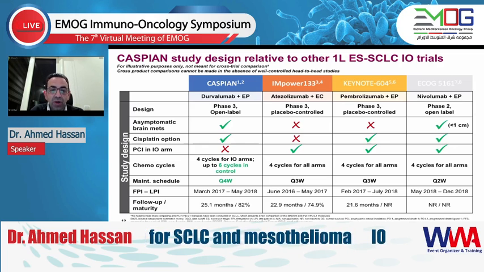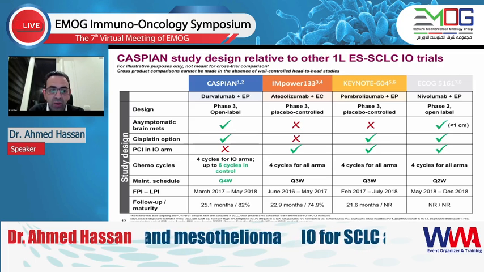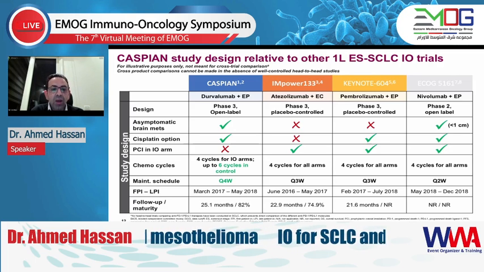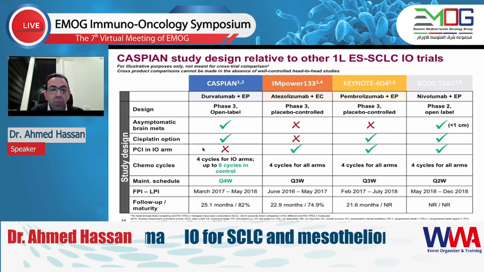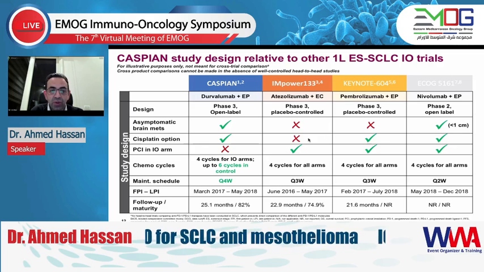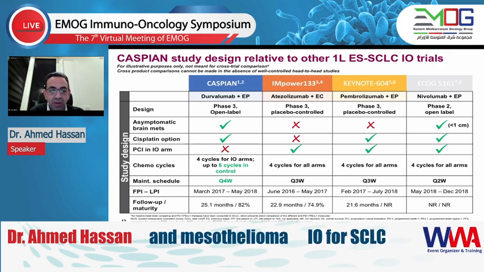The Caspian study was an open label. IMpower 133 was a blinded placebo-controlled, as well as the Keynote 604. All of them used carboplatin, but not all of them used cisplatin. Prophylactic cranial irradiation was not used in the investigational arm in the Caspian study, but it was left for the treating physician to use if deemed necessary in the other studies.